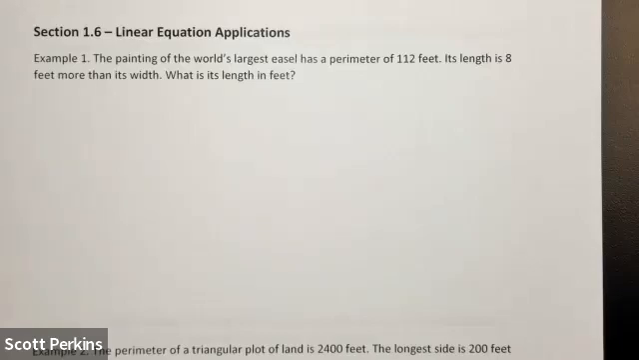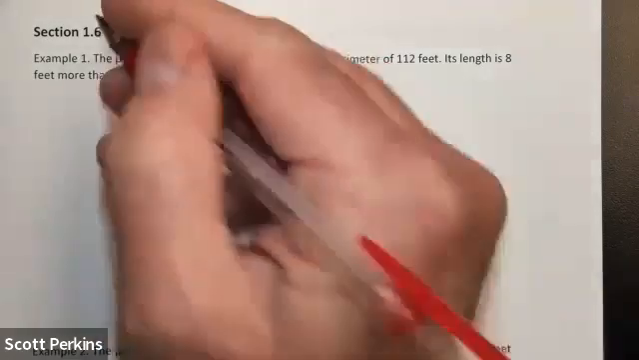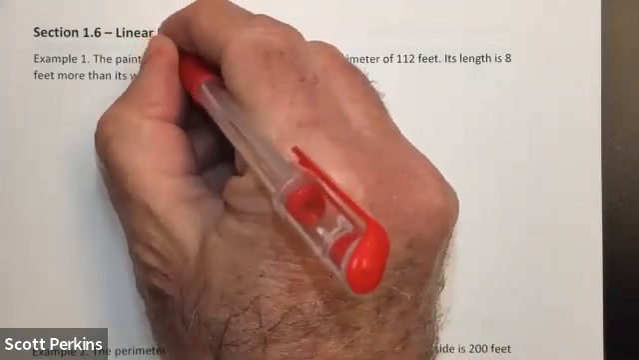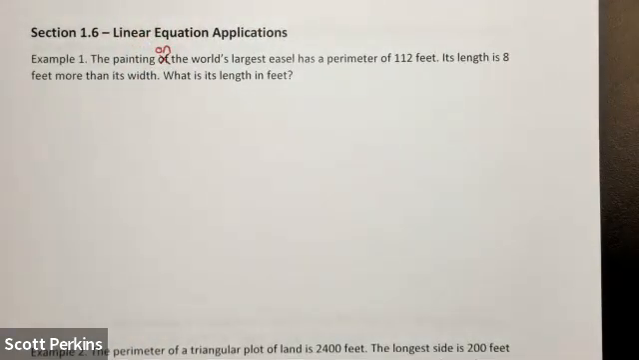It says the painting of, that should be the painting on, I don't know that you would paint an easel, but you paint on an easel. The painting on the world's largest easel has a perimeter of 112 feet. Its length is 8 feet more than its width. And so what we want to do is answer the following question. What is the length of this painting? Okay, fantastic. So this is a problem that is based on addition, being able to add things up.